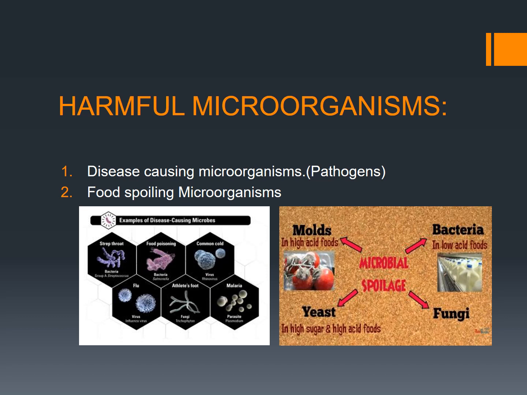Microorganisms are also harmful to us. Many microorganisms are harmful to human beings, animals, and plants. These can be classified as disease-causing microorganisms and food-spoiling microorganisms. Disease-causing microorganisms cause diseases in human beings, plants, and animals. Such disease-causing microorganisms are called pathogens. So the pathogens are those microorganisms which cause diseases.